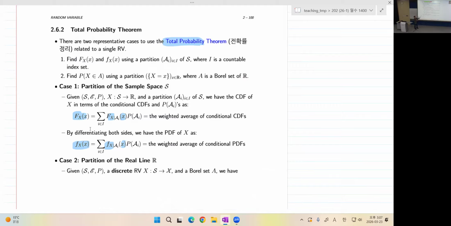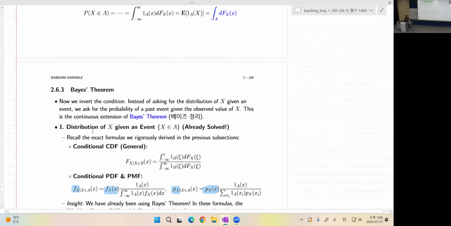And again, the same form appears again and again. The CDF of X is what? The CDF of X conditioned on the events times the probability. As you will see later, the right-hand side is simply the average conditional CDF. That is the unconditional CDF. What about this one? The right-hand side is the average conditional PDF. That is the same as the unconditional PDF. That's the interpretation of these two results for the total probability theorem.